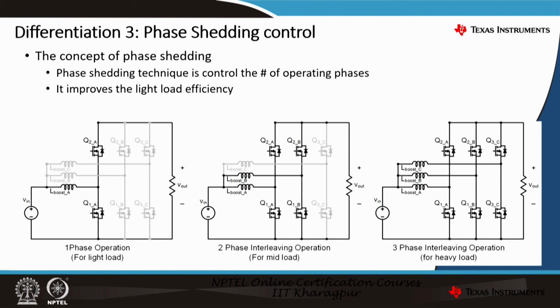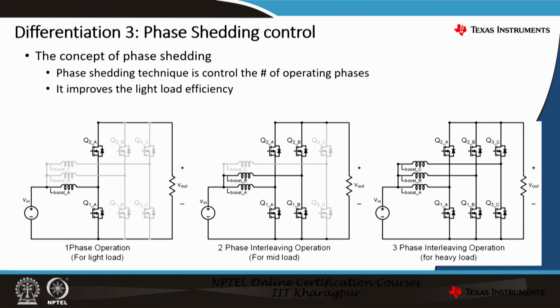When you are having a little higher load, that is mid load, you can use 2 phase interleaving operation, and for heavy load you can use 3 phase interleaving operation, thereby reducing the number of switches based on the load conditions. Specifically, it does not have any major impact on the heavy load side, but for mid load you can see a smaller improvement, and for light load it will give a greater amount of improvement.